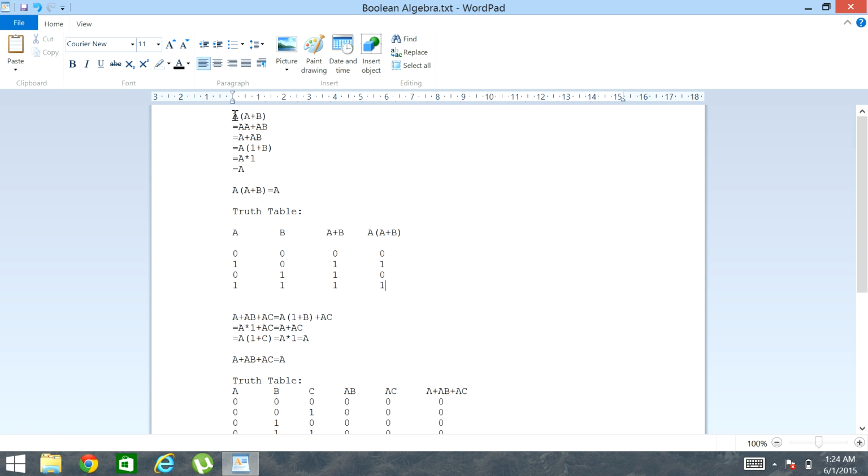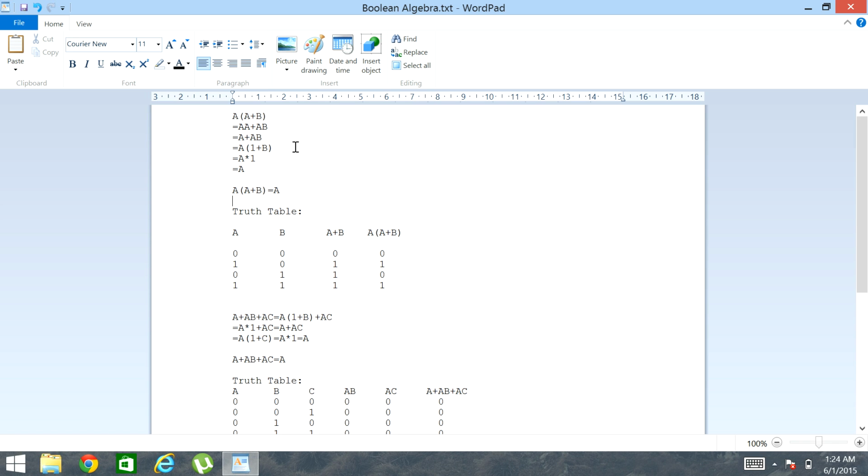So if we have an expression a times a plus b, it can be written as a plus ab, because a times a is just equal to a, which can be written as a times 1 plus b, distributive law, which is a times 1, which is a. So in this whole set of steps, what we've actually proved is that a times a plus b is equal to a, and we've used the distributive law and the b plus 1 is equal to 1 law and a times a is equal to a law to prove that.